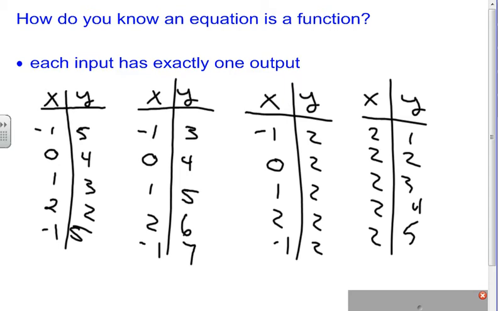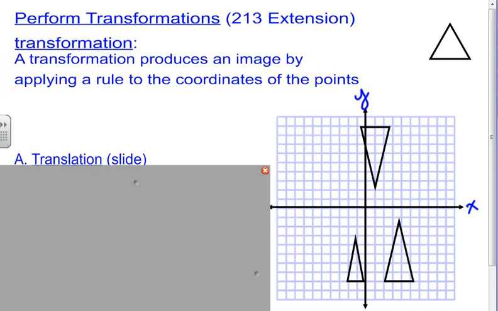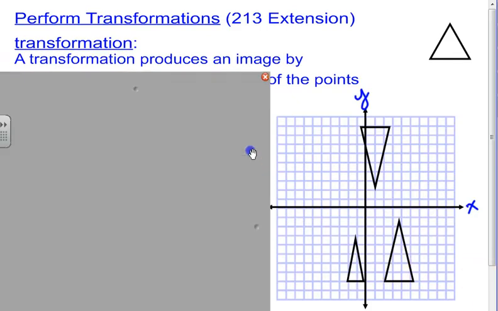And is this a function, yes or no? No. It kind of looks like the previous one a little bit, but now each input has a different output. Even though there appears to be a pattern, it is not a function. Okay? Very good. Okay, we're going to talk a bit about transformations, and then we're done.